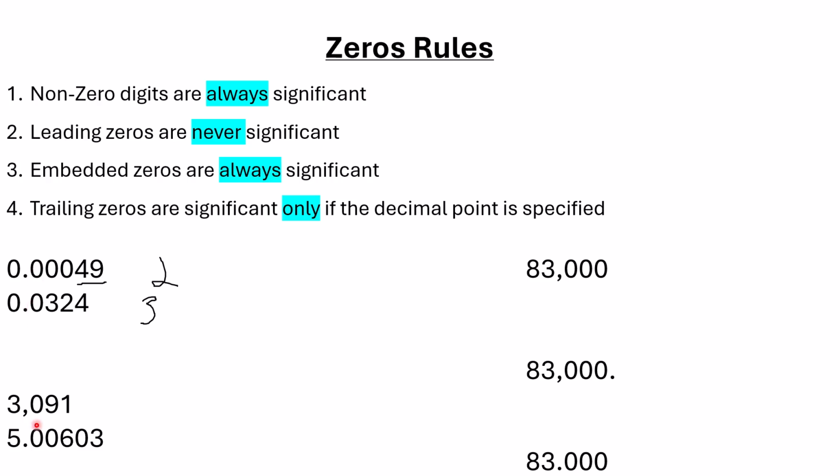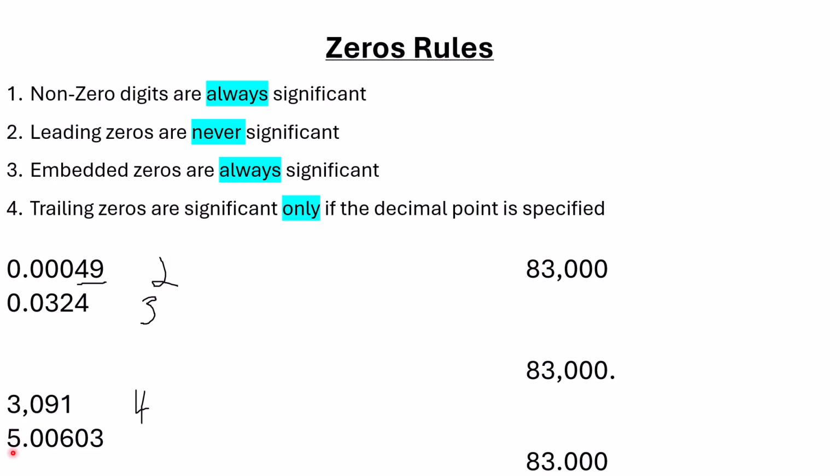Rule number 3 states that embedded zeros are always significant. If we look at example number 3, we see 3091. There are 3 non-zero digits, and this zero happens to be between 2 non-zero digits. That means that this example has 4 significant figures.